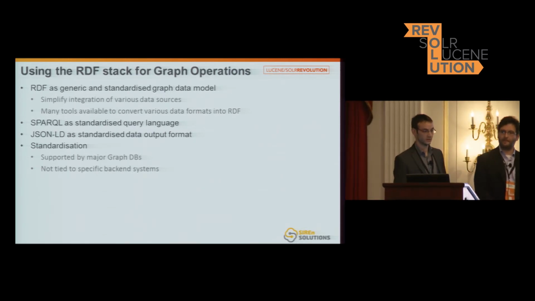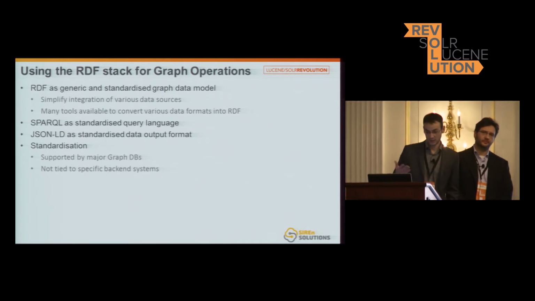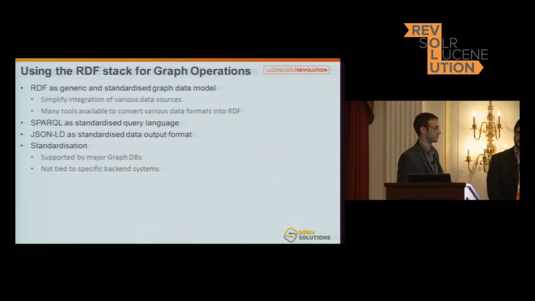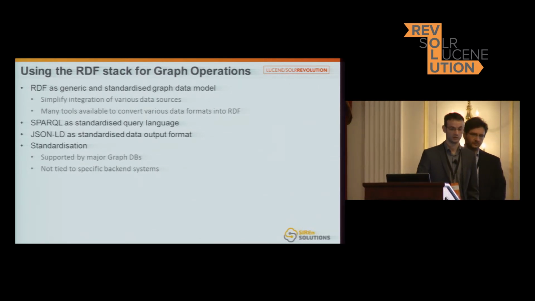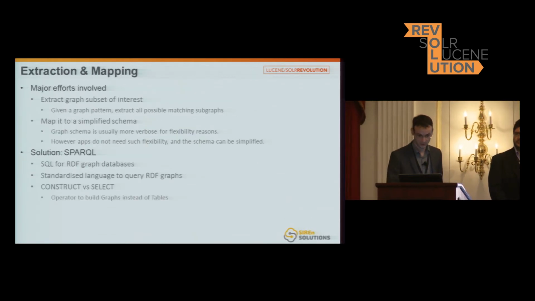We can use a lot of different graph tools that are available. The thing is that here we are using RDF because it's standardized and supported by major graph databases, which means we are not tied to a specific backend system, and that is quite useful. For example, if you switch from one customer to another with a different graph database backend, you don't have to rewrite the full pipeline to adapt to the system.